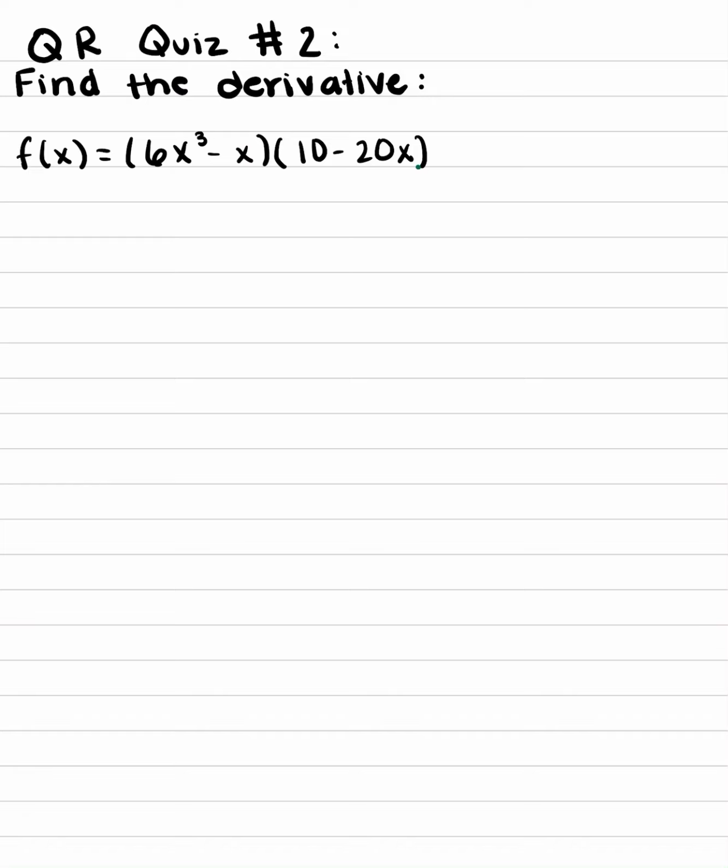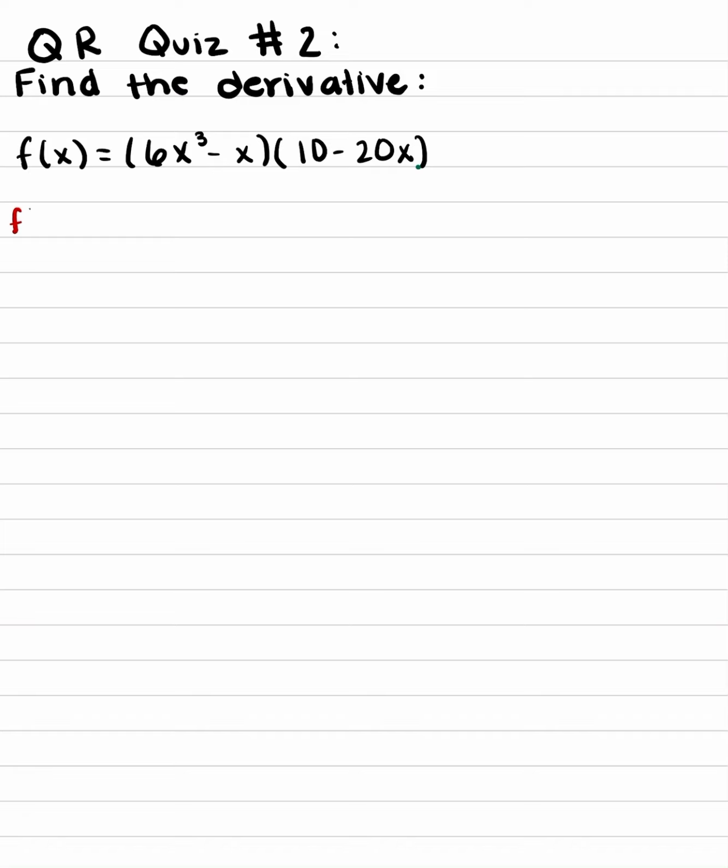So remember, the product rule goes like this. We find the derivative of the first term, and we multiply that against the original second term. Then we add, and then we find the derivative of the second term, and we multiply that against the original first term. So it looks something like this.